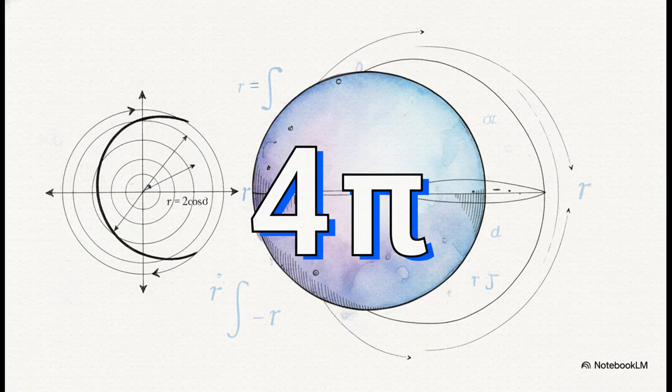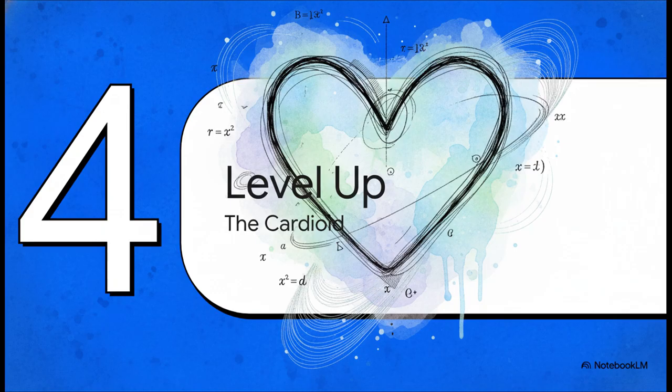The equation r equals 2 cos theta is a circle with a radius of 1, and the surface area of a sphere is 4 pi r squared. So for a radius of 1, the answer should be 4 pi. It's a perfect match. Our formula is legit. Okay, the tool is verified.